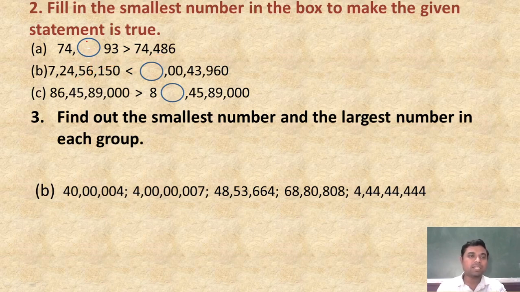Why smallest? Dear students, if you put 5, then this is also true. If you put 6, then this is also true. That means for so many digits that statement becomes true. But you have to take the smallest one. So the smallest one is 4. Is it clear? Now question number B.